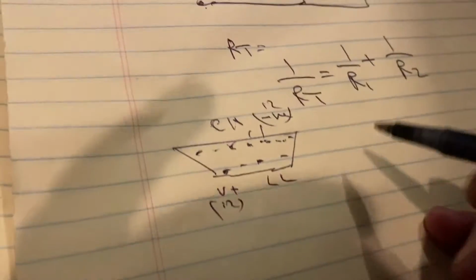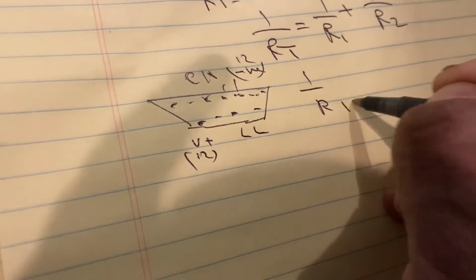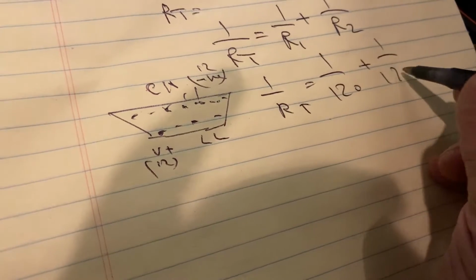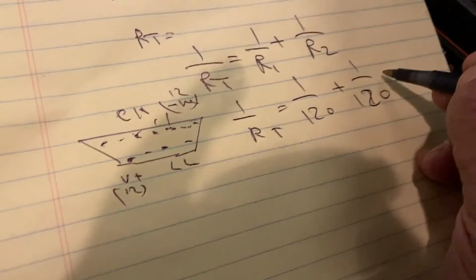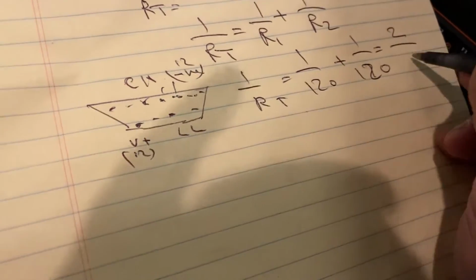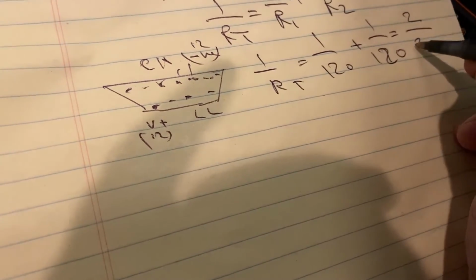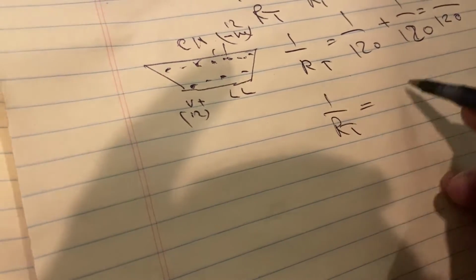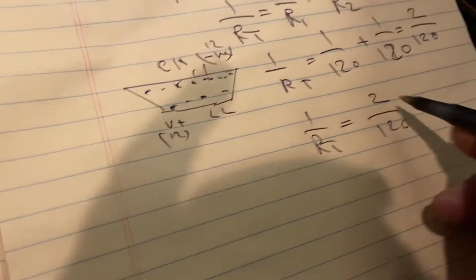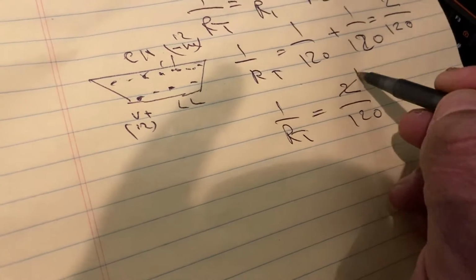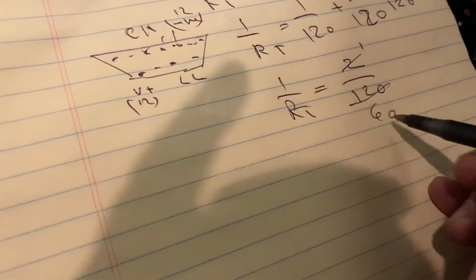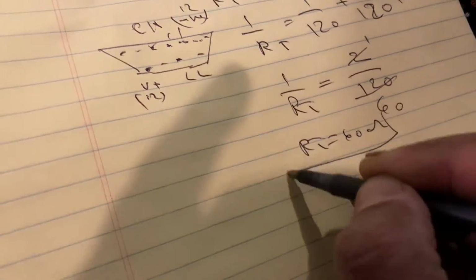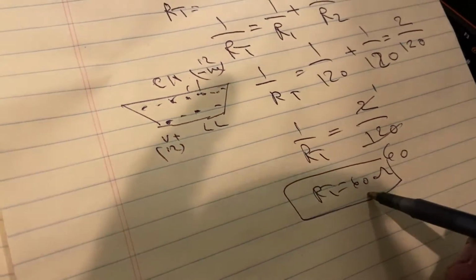So if you get this right here, 1 over R total is going to be 1 over 120 plus 1 over 120. Okay, so if you get the total, it's going to be 2 over 120. So 1 over R total equals 2 over 120. If we divide by 2, 1 over R total equals 1 over 60. When you flip it over, R total equals 60 ohm. Okay, so that's how it works, guys.